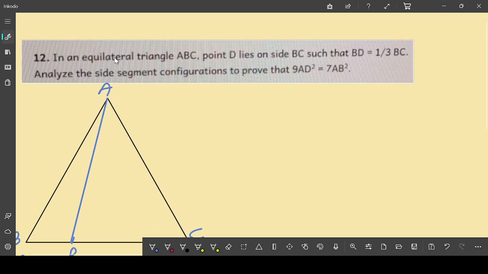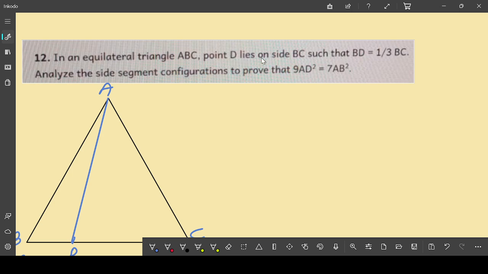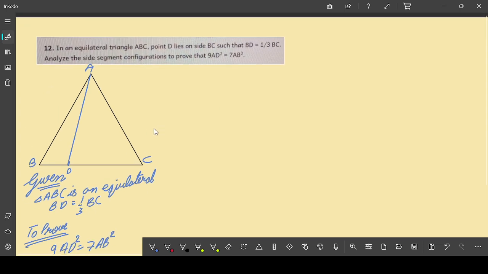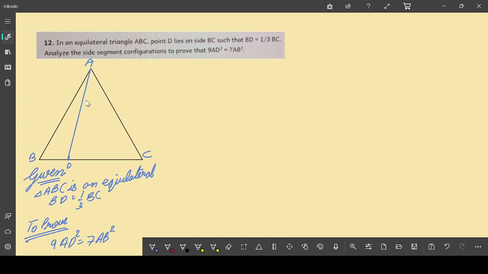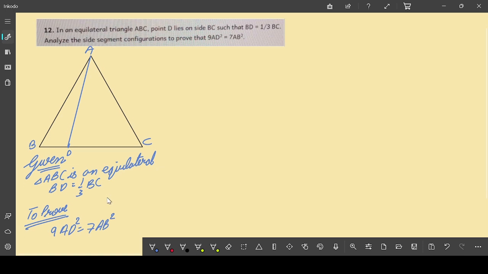Okay, the question is: in an equilateral triangle ABC, point D lies on side BC such that BD is one third of BC. Analyze the side segment configuration to prove that 9AD square equals 7AB square, right? So first of all, I will take an equilateral triangle ABC, and what is given is that BD is one third of BC, and what I have to prove is that 9AD square equals 7 of AB square, right?